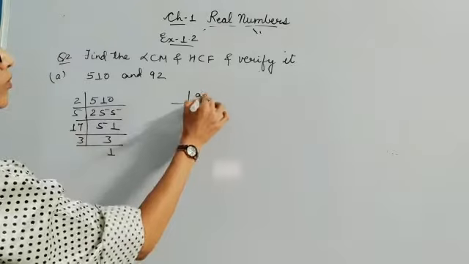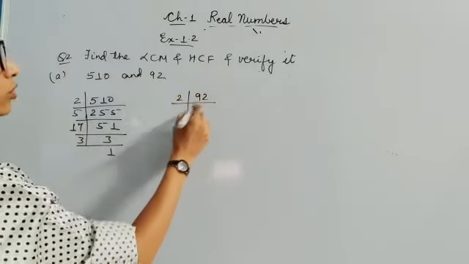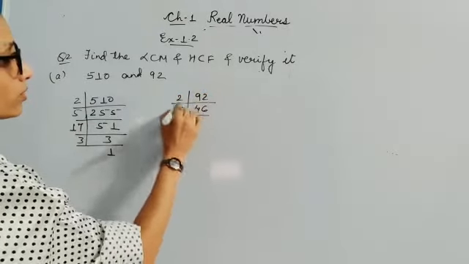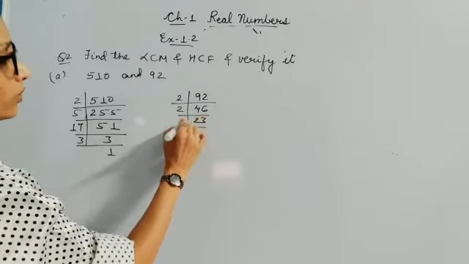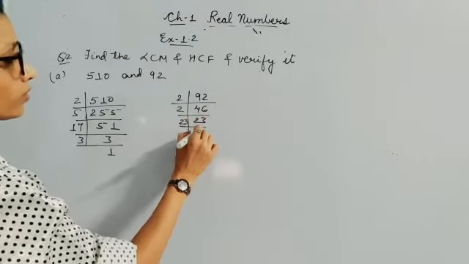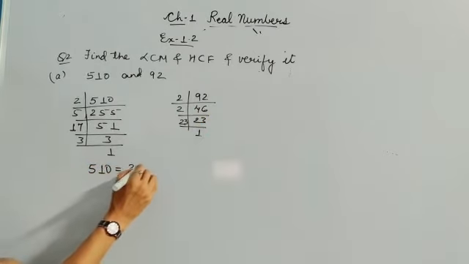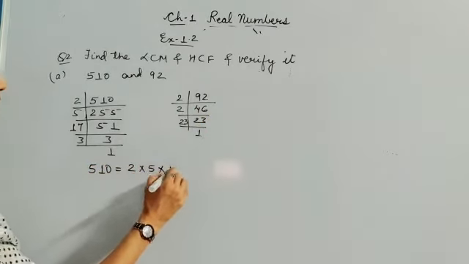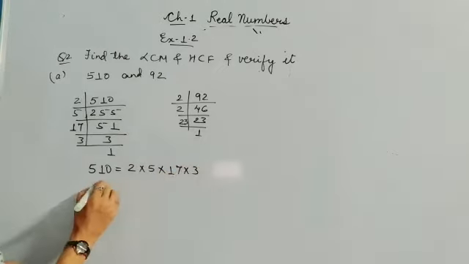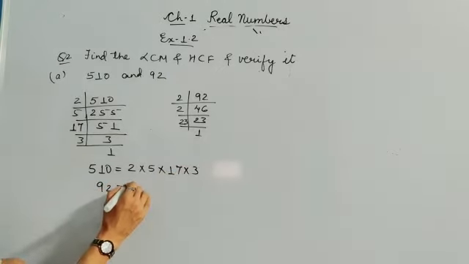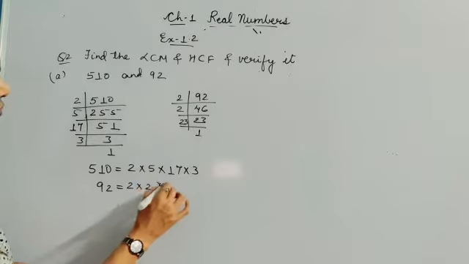Let's do it for 92. So let it be 2. 2 4s are 2 6 are 2 2s are 2 3s are and 23. So it is 23 1. So I am getting here 510 equal to 2 into 5 into 17 into 3. And 92, the factors of 92 are 2 into 2 into 23.